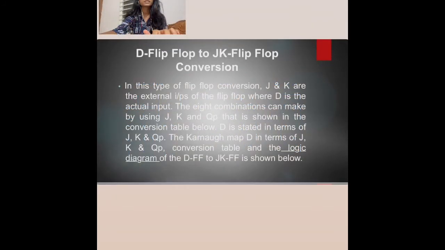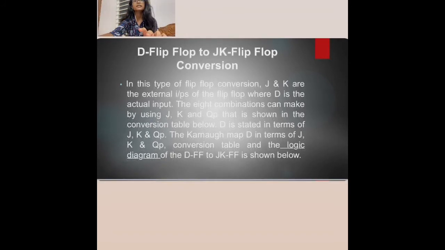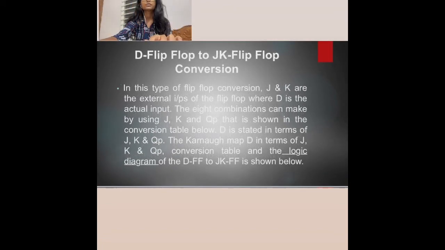D flip-flop to JK flip-flop conversion. In this type of flip-flop conversion, J and K are the external inputs of the flip-flop, where D is the actual input. The 8 combinations can be made by using J, K and QP. The table D is stated in terms of J, K and QP. The K-map for D in terms of J, K and QP, the conversion table, and the logic diagram of the D flip-flop to JK flip-flop is shown below.